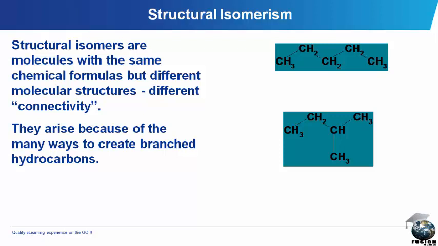In pentane, if we count the number of carbons present, it is 5, and if we count the number of hydrogens present, it is 12. In 2-methyl butane, the number of carbon atoms is also 5, and the number of hydrogen atoms is also 12. But both of them have different characteristics. As a matter of fact, 2-methyl butane is gaseous, while pentane is more of a liquid than a gas, a very volatile liquid.